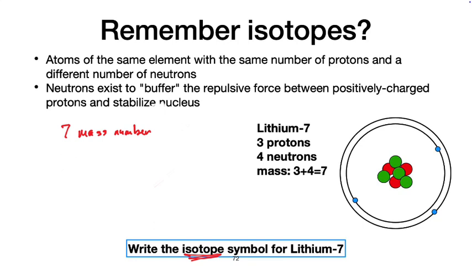Write the isotope symbol for lithium-7. This is a bit of a review, so it could be hard to remember. What does it mean to be an isotope? Right? So one piece of information that was floated out there was we need to know the mass number. So 7, mass number. Is that the only information I need to know for my isotope?